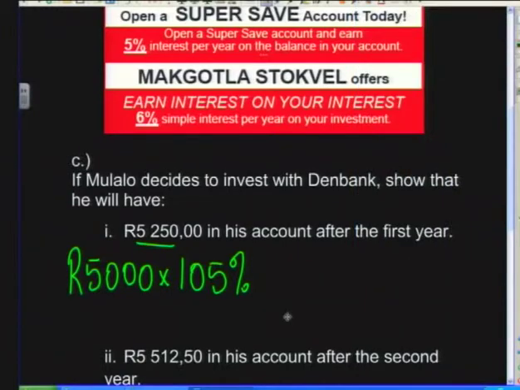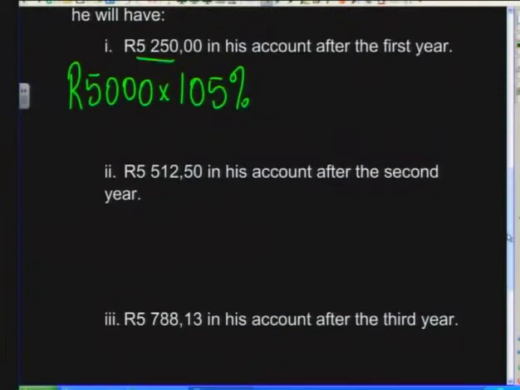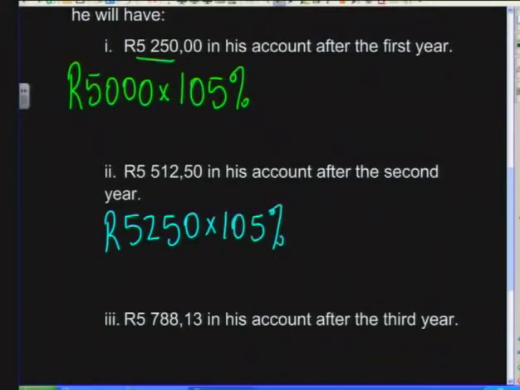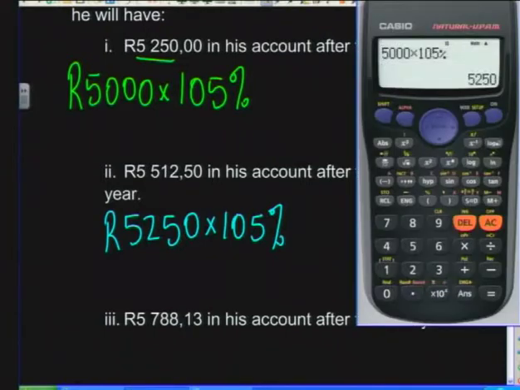Then our second one says, now show that it's 5,512.50 in the account after the second year. So we're now going to take our answer here of 5,250 and again increase it by 5%. On my calculator, I've already got that number, so I can times by 105% and show you that I end up with 5,512.50. And the same thing happens for the third year.